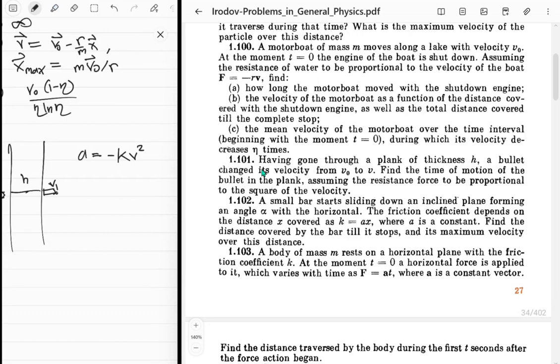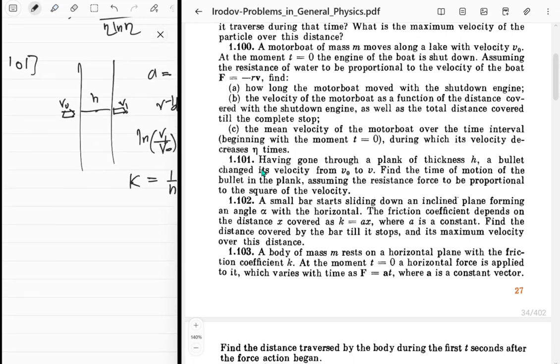Of course, acceleration is v dv upon dx, so v to the power negative 1 dv is equal to negative k dx, and then we can integrate this: natural log of v1 upon v0 is equal to negative k times, as x goes from 0 to h, negative kh. So now you know k is just 1 upon h natural log of v0 upon v1. That should do it.